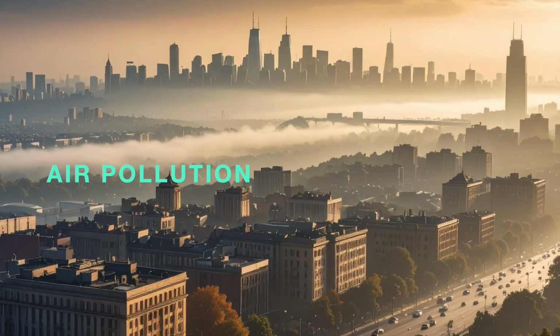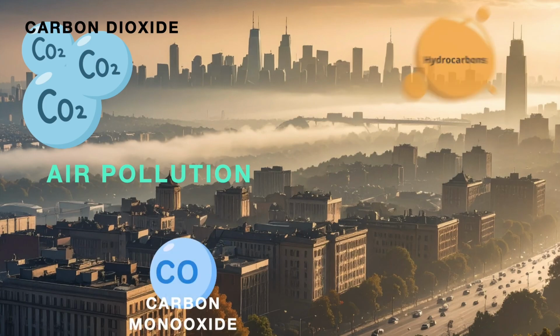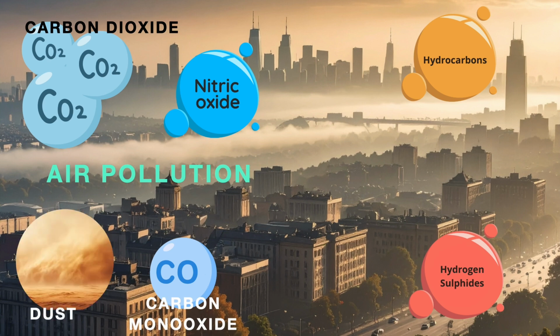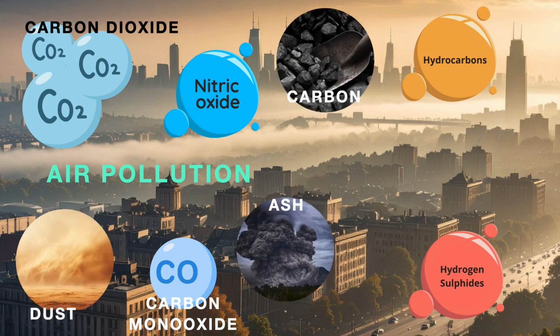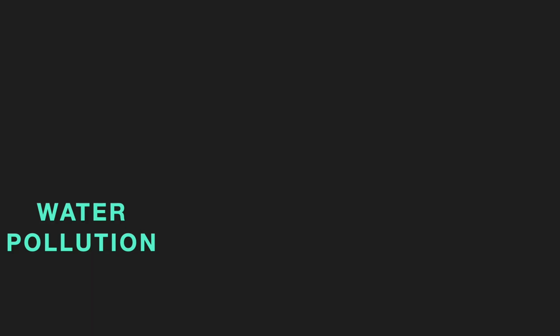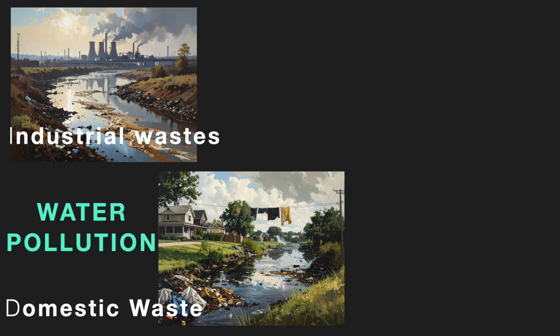For air pollution, the components include gases like carbon dioxide, carbon monoxide, hydrocarbons, which means compounds of hydrogen and carbon, then sulfur compounds, nitrogen oxides, and hydrogen sulfide. There are solids too: dust, ash, carbon, lead in the environment, which is coming out of automobiles, and asbestos.